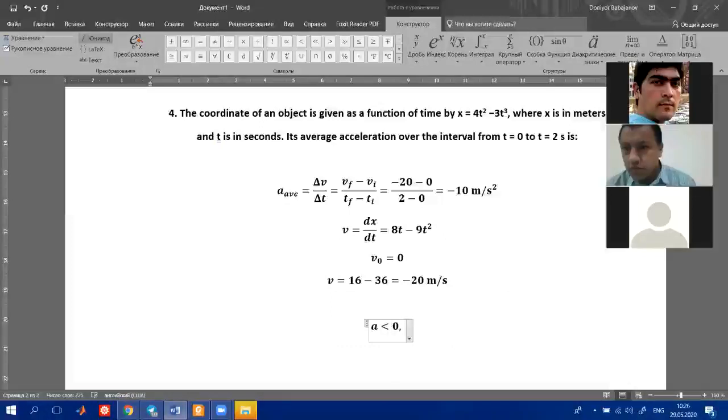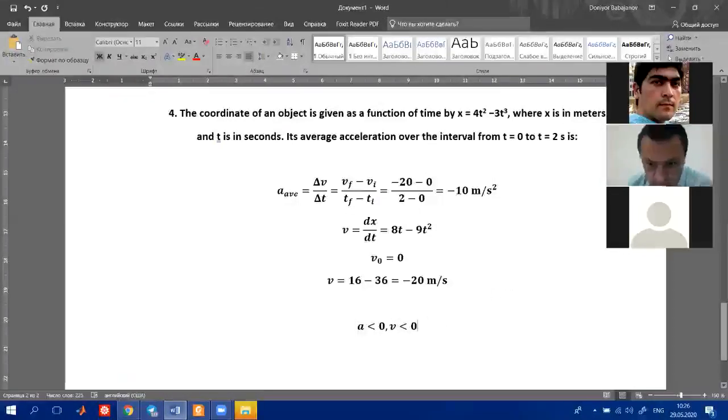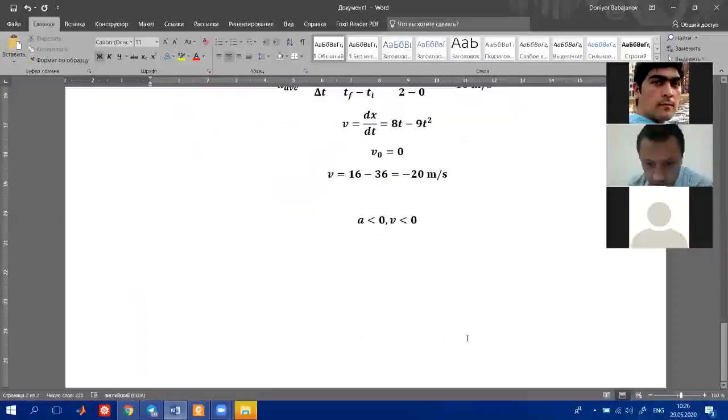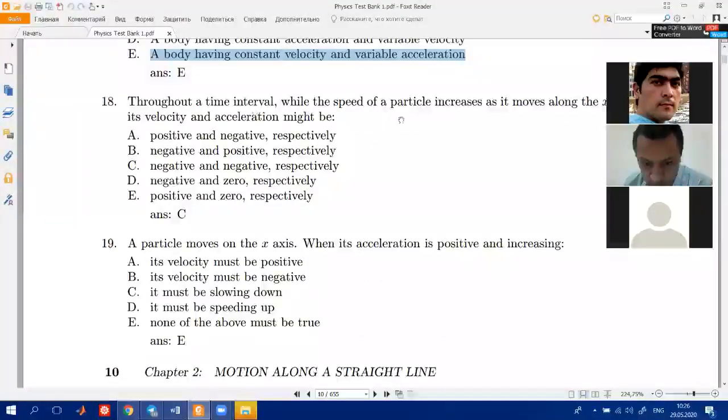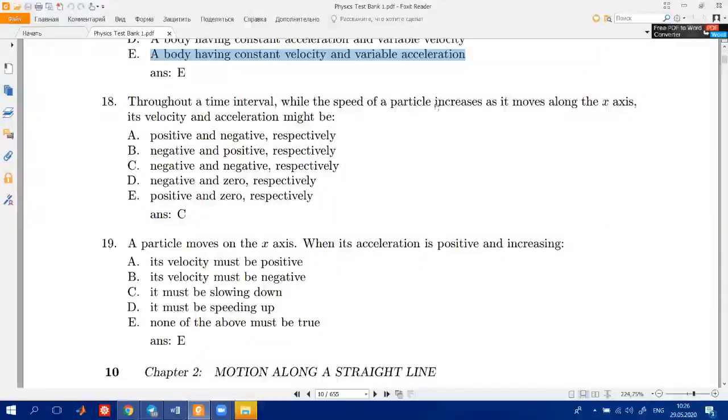No, boyagina mulohazalarga qarasa, there were five. So, if it's negative. Ha, mana. Bu aytayaptiki, a particle increases as it moves. The speed of a particle increases as it moves along the x-axis deyapti.